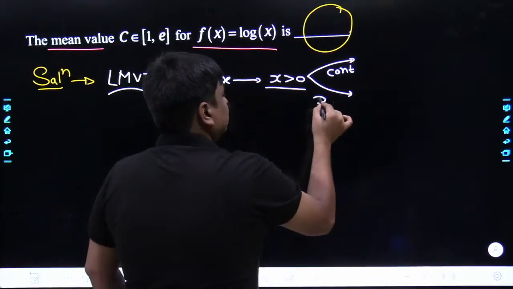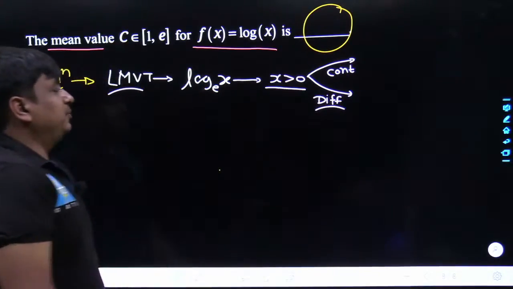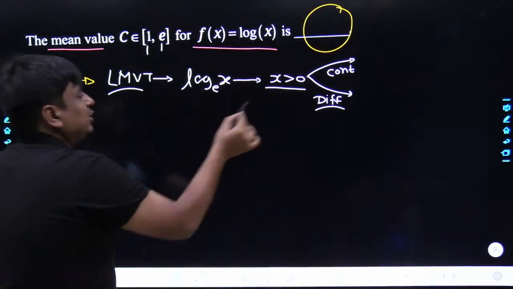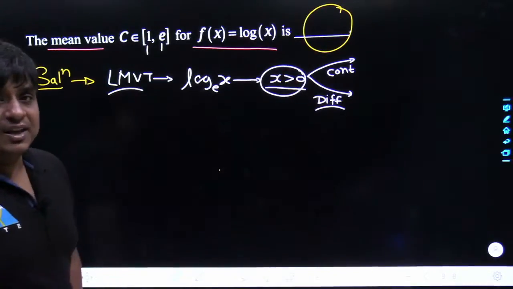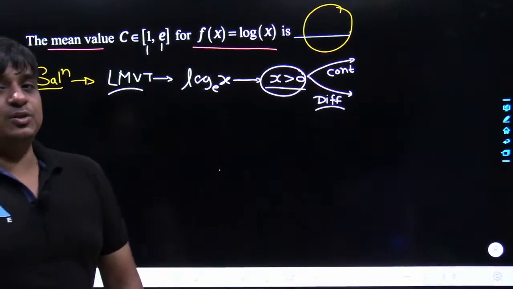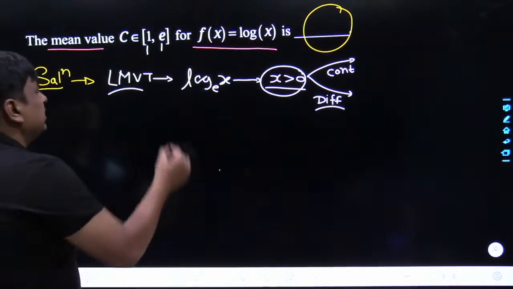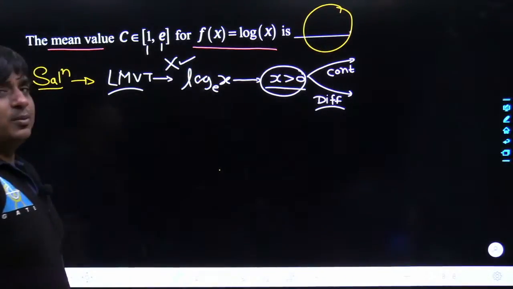Continuous as well as differentiable. You can even see the log of x curve over the 2D plane. And definitely 1 as well as e come into the range of x greater than 0. Within the range of 1 comma e, the function log of x is continuous as well as differentiable. I need not worry about that. That means the first two conditions are going to be met.